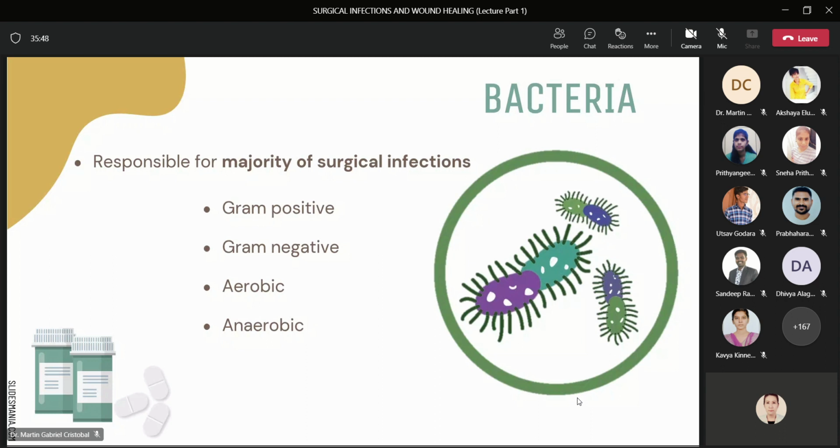So what are these microbes that cause infection? First, we have bacteria. These are responsible for the majority of surgical infections. So we have gram-positive, gram-negative, aerobic, and anaerobic. For gram-positive, we have Staph aureus and epidermidis, Strep pyogenes, E. faecalis, and faecium. So these cause a large percent of surgical site infections. The enterococci can cause nosocomial infections in immunocompromised or chronically ill patients.